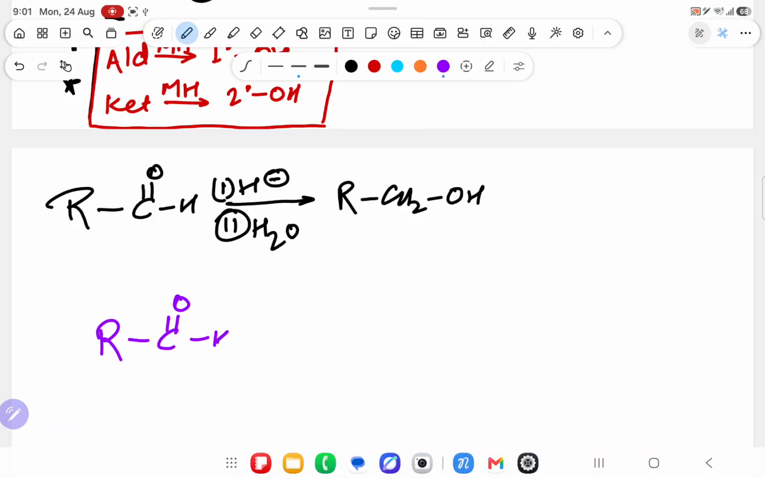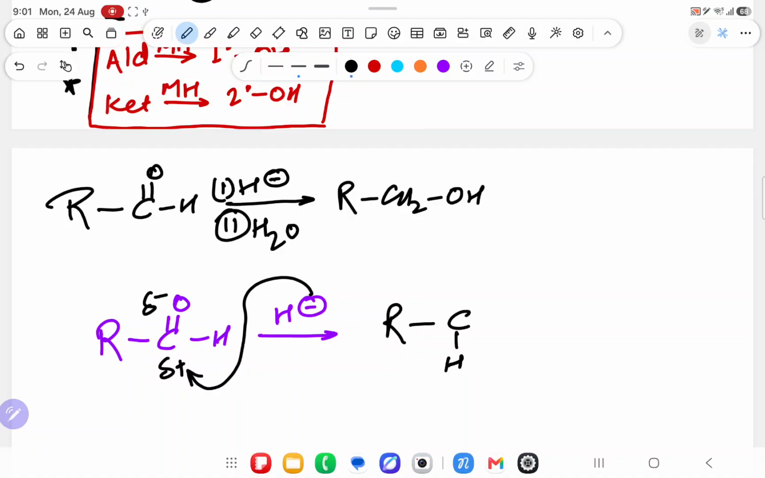RC double bond OH is there. First of all, H minus will come. H minus, as you have already seen, has delta negative, and the carbon has a little bit of delta positive. On this delta positive it will attack. Once it attacks, RCH is formed. Over here, carbon is getting one more bond, so a bond will break, since carbon does not make 5 bonds, so it will become RCH and O minus.